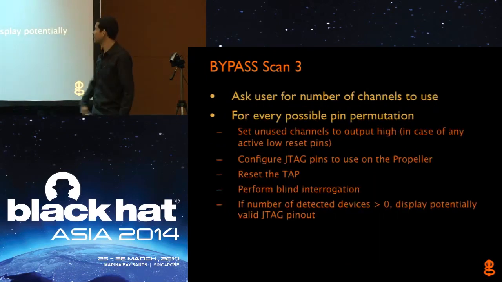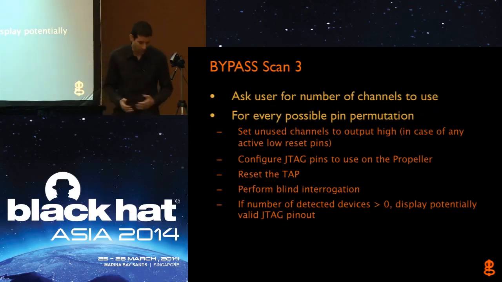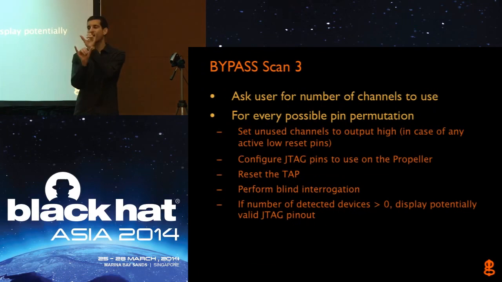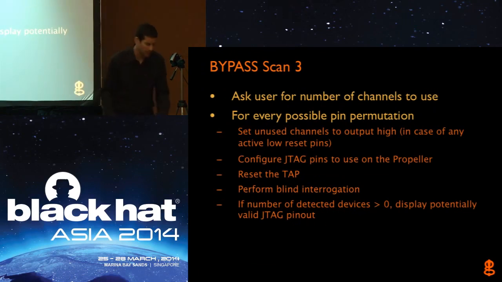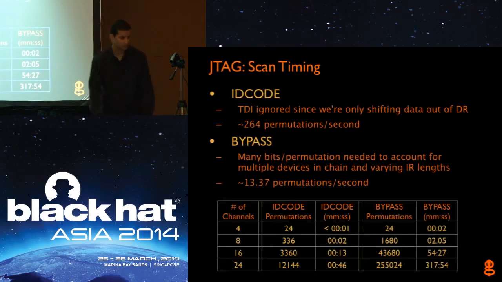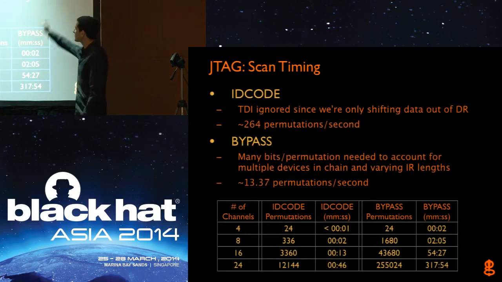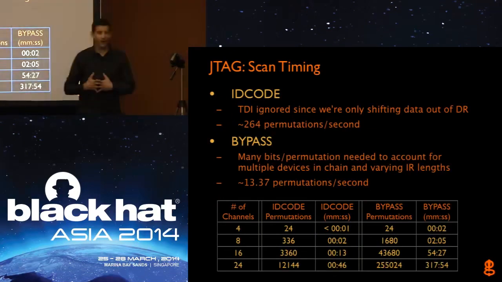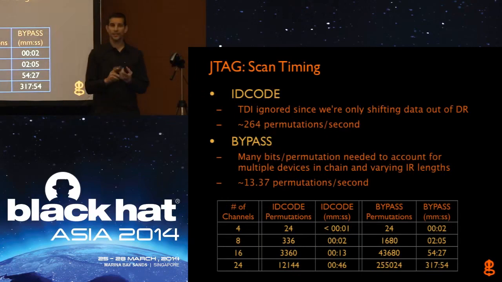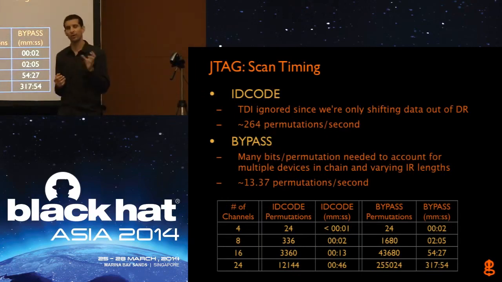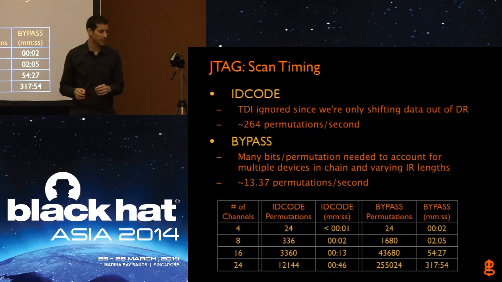So that's basically the process, is just resetting the tap, performing this interrogation, and hopefully if we get the same 32 bits out, then we know with pretty good certainty that that's going to be a valid interface. So here's the timing. With ID code, it's pretty fast. We're actually not concerned with TDI, with data in, right? Because we're resetting the tap and only reading data out. So we're only looking for 3 of the 4 pins, so it's a lot faster, 264 permutations a second.